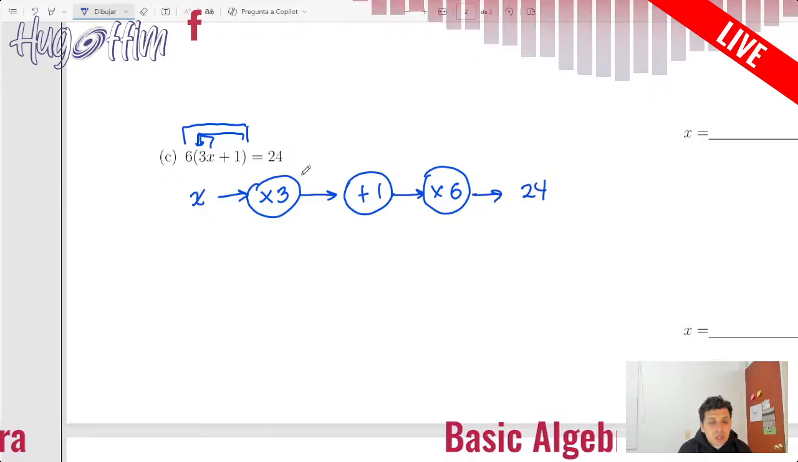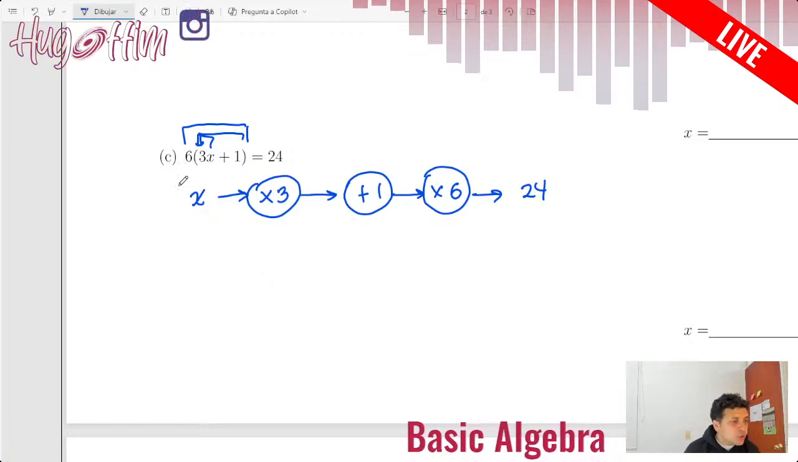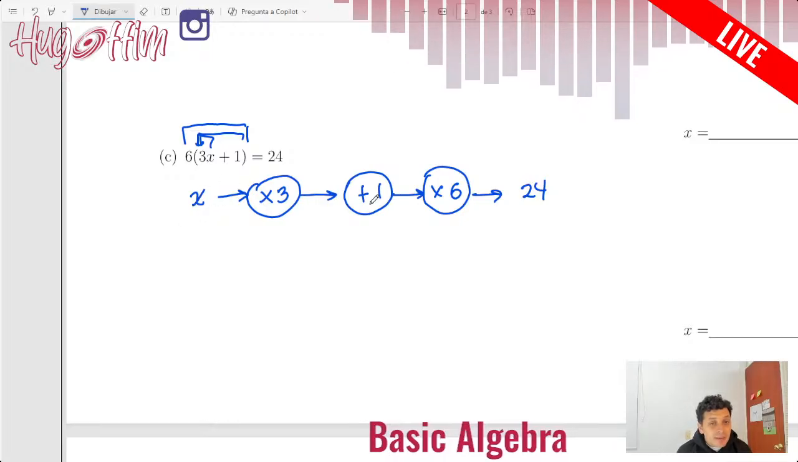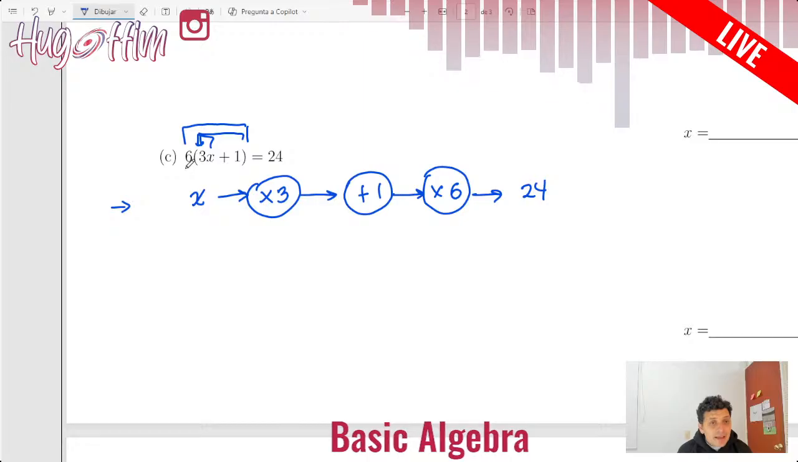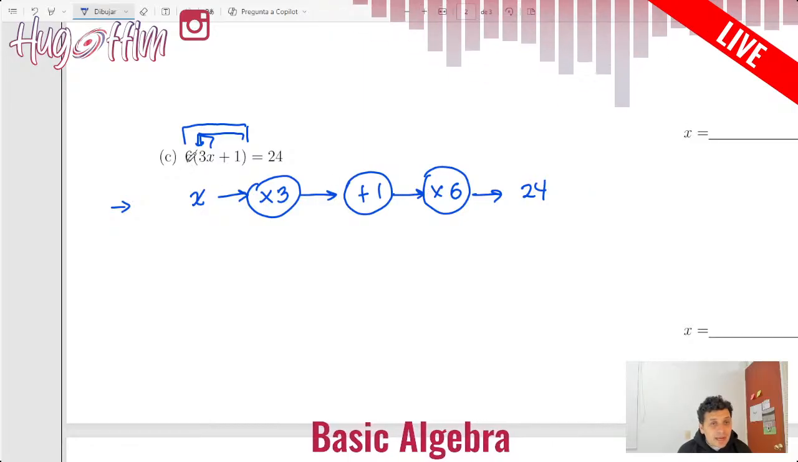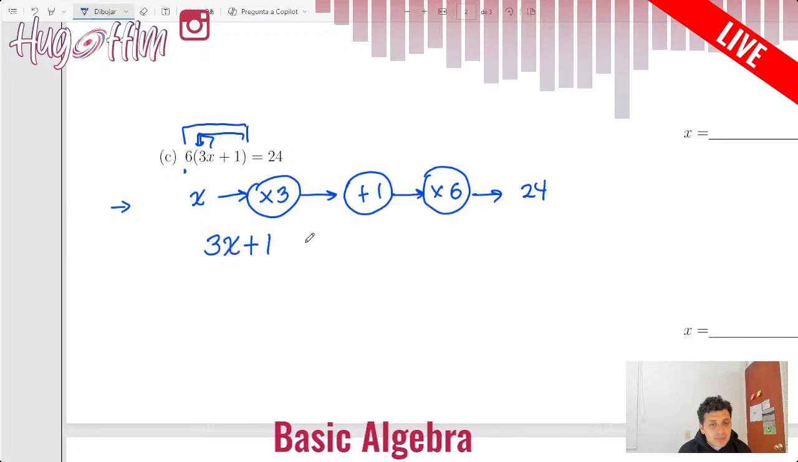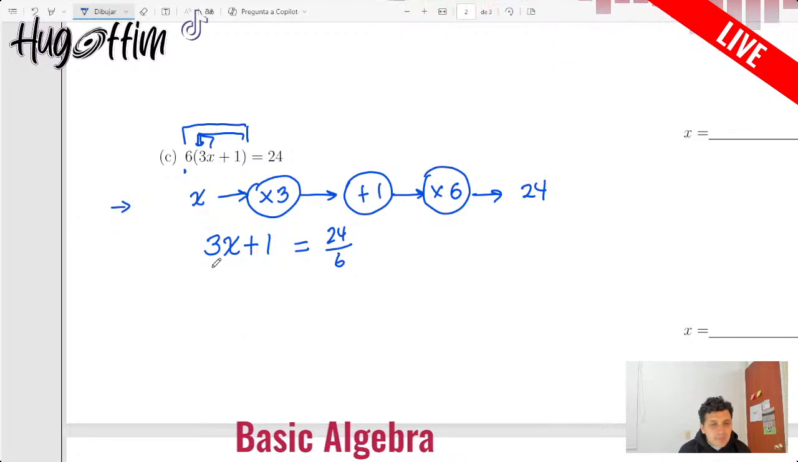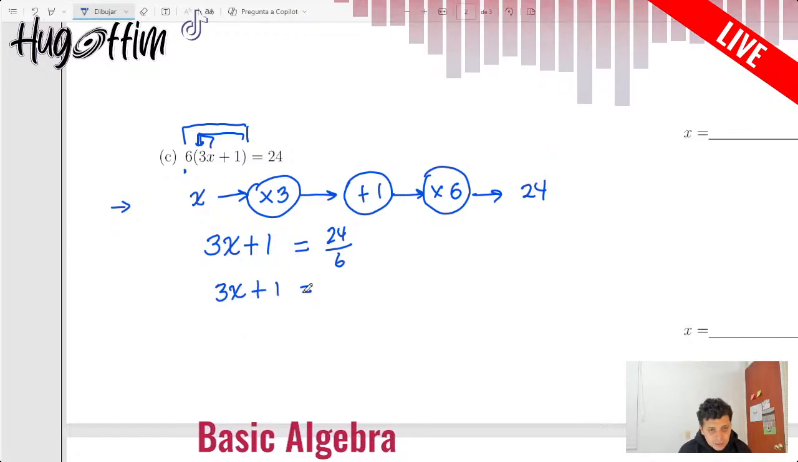So look at that. If I apply the usual method that you can find in books, it is just applying the inverse operation. But what will be the inverse operation? Look at that, my function machine is telling me what to do. The first thing I need to do is divide by 6. So it's going to give me 3x plus 1 equals 24 divided by 6. Now, 24 divided by 6 is going to be 4.